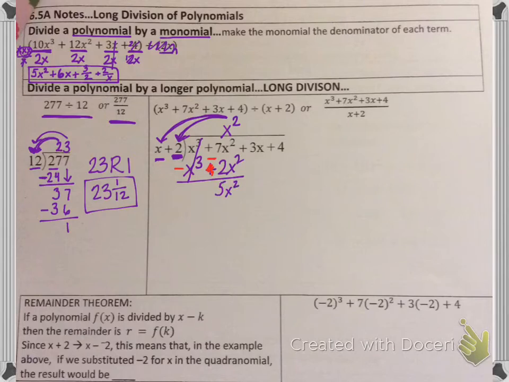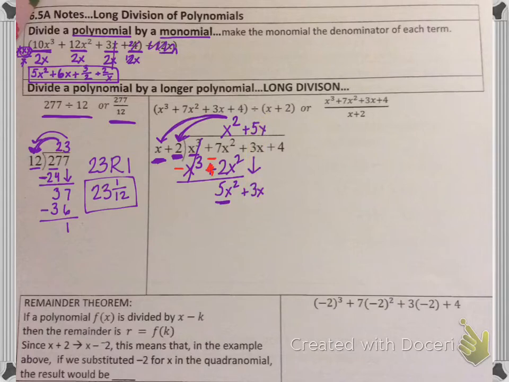We're done with the first cycle. Now we got to bring something down. What are we going to bring down? The next term, which is positive 3x. And now we're going to repeat. So I looked at this x right here and the x to the 3rd. Now I'm going to look at this x with 5x squared. Pretend that's the first term. So x times what gives me 5x squared? 5x. Do you notice all of my x's are lined up?